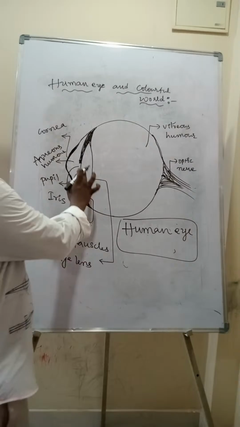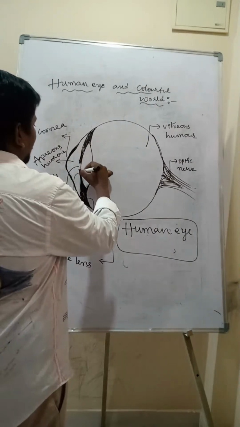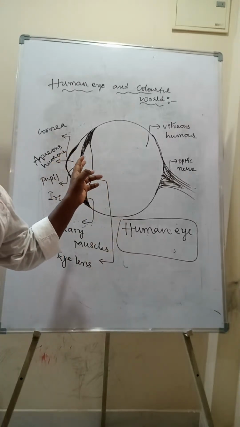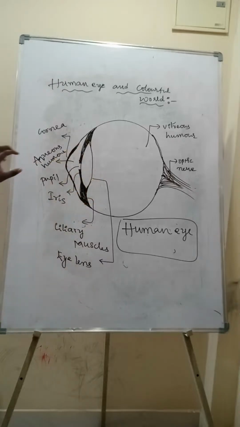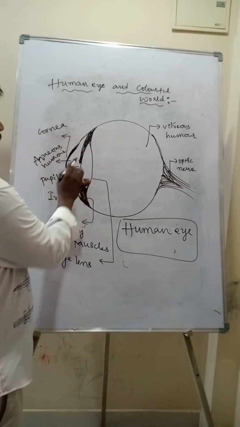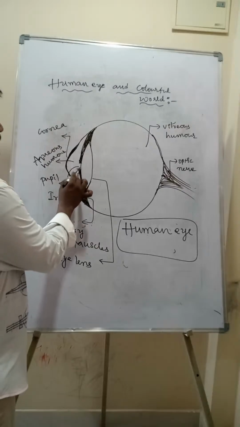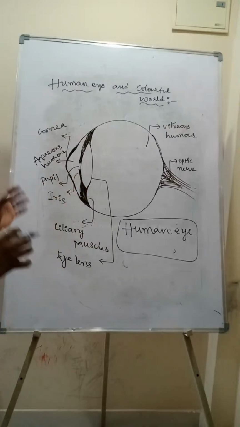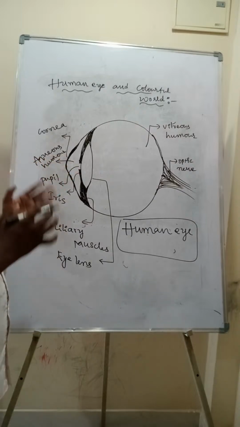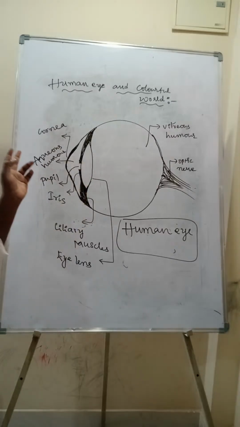And next one here we are considering the iris. Iris is a dark muscular diaphragm which controls the size of the pupil. This gap is called pupil. Pupil will control the amount of light entering into the eye. And next, aqueous humor.